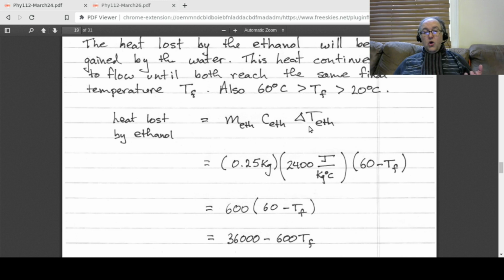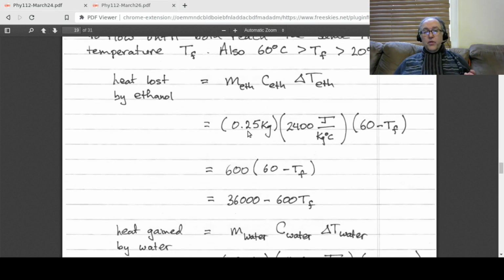Okay, so we know some of these things, we don't know all of it. We know that we have 250 grams of ethanol, so that's 0.25 kilograms of ethanol. We know the specific heat, 2,400 joules per kilogram degree Celsius. But what's the temperature change? Well, I don't really know, but I know part of it. It starts at 60 degrees and drops to some final temperature that I'm going to call TF. So the temperature change will be 60 minus the lower temperature TF, and TF is what we want to solve for.